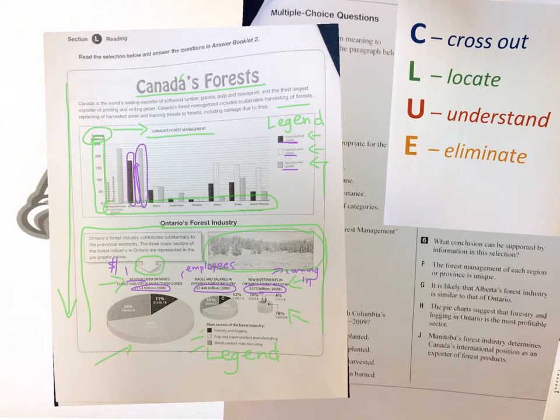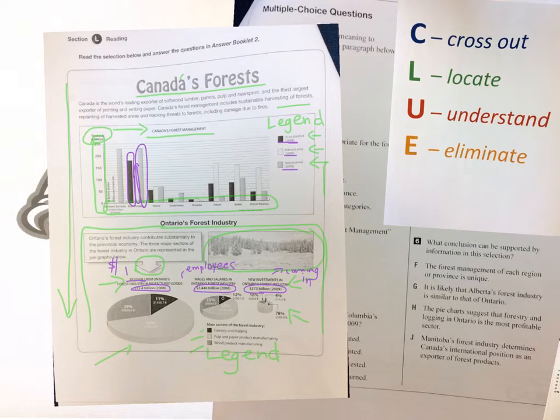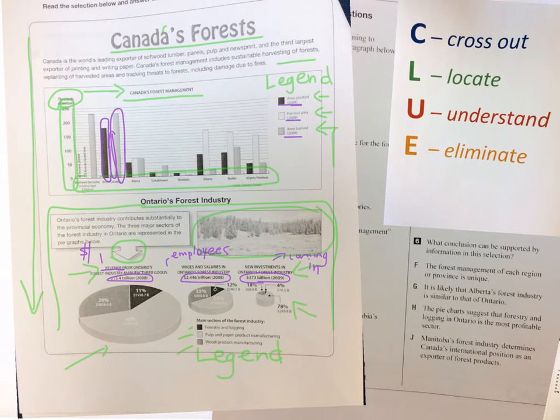So question 6 asks us, what conclusion can be supported by information in this selection? Well, we're looking at information in the selection in general. So it's a very general question, which means we're going to have to refer to each option line by line and see. One helpful strategy would be to locate. So let's see what option F gives us. The forest management of each region or province is unique.